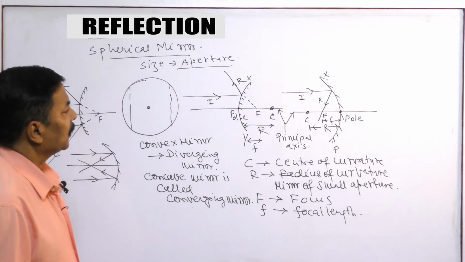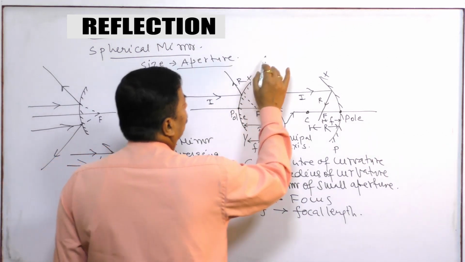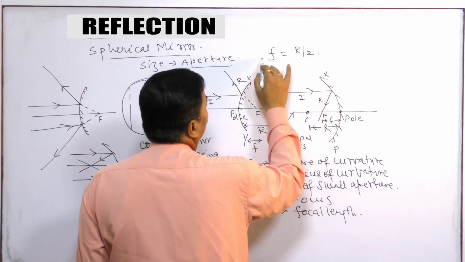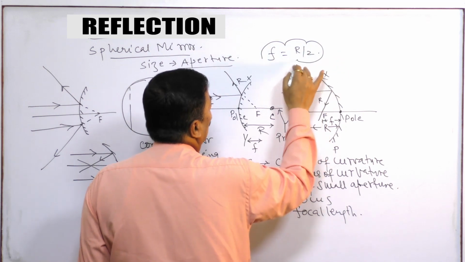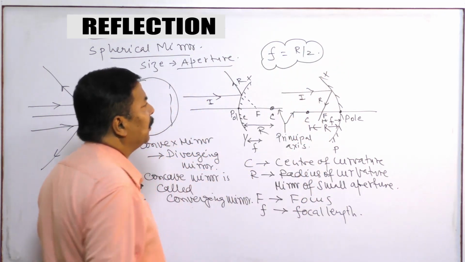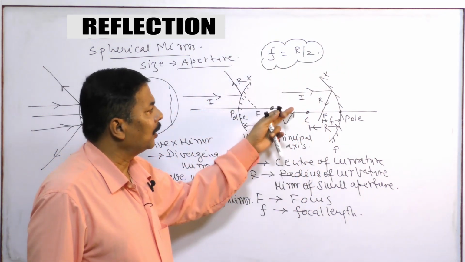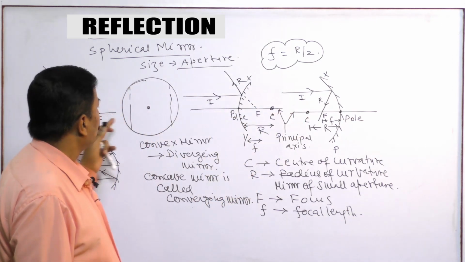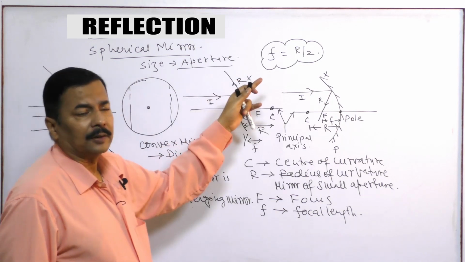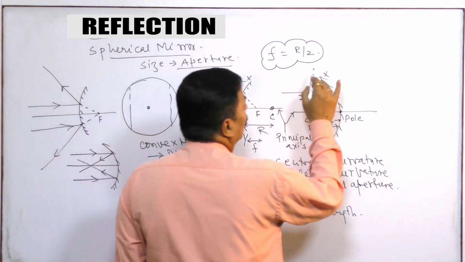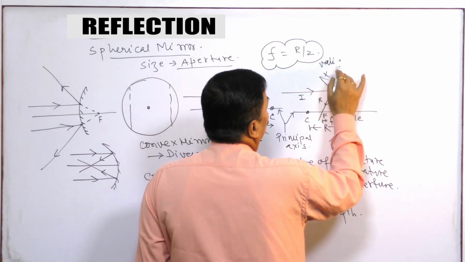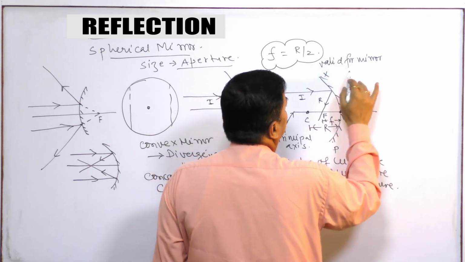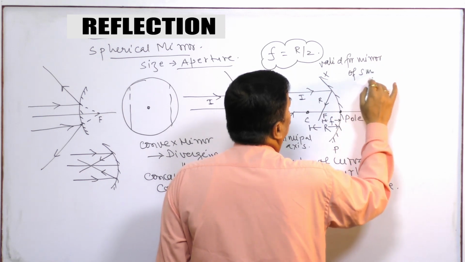The focal length is related with the radius of curvature by the relation f = R/2. Now this is valid for concave mirror also, and this is valid for convex mirror also, but valid for mirror of a small aperture.